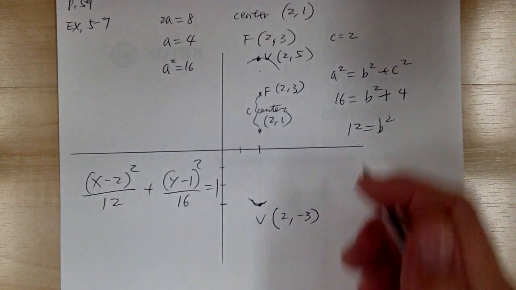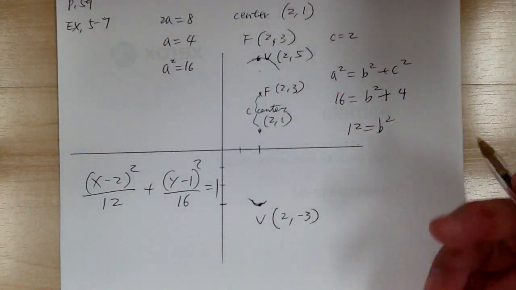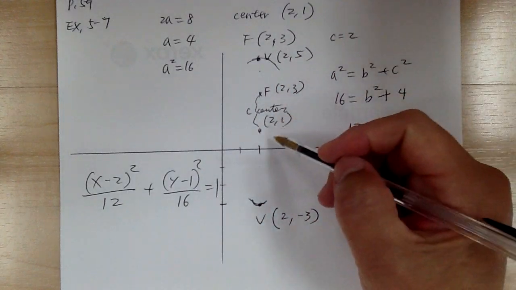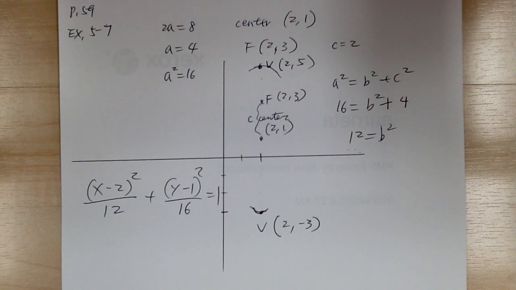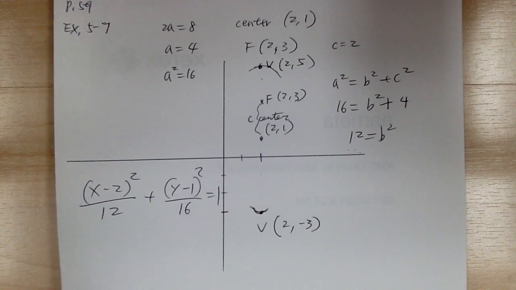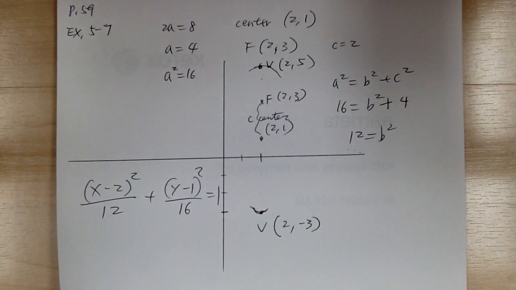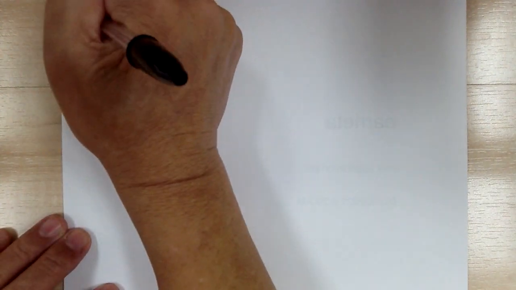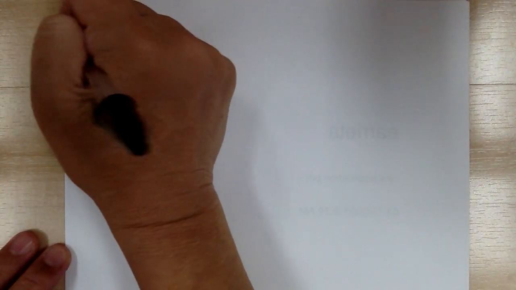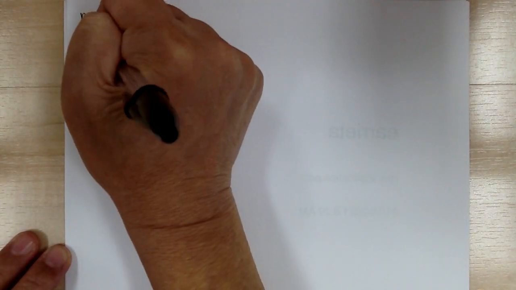Okay, so once you sketch it out, you can find a relationship between all the points, and you can find out your A, B, or C, or whatever you need to get. Okay, let's go to the next example. Example 5-8.